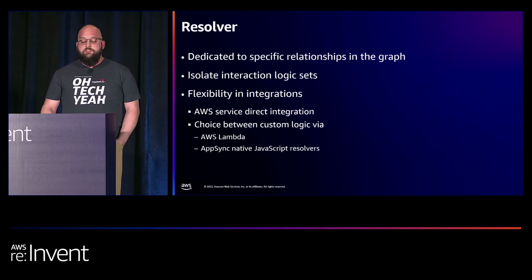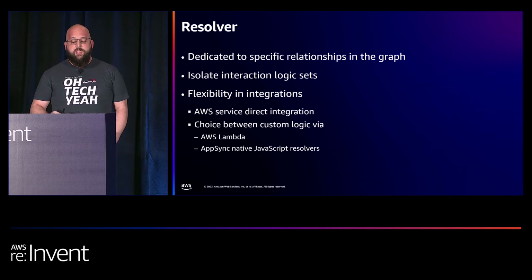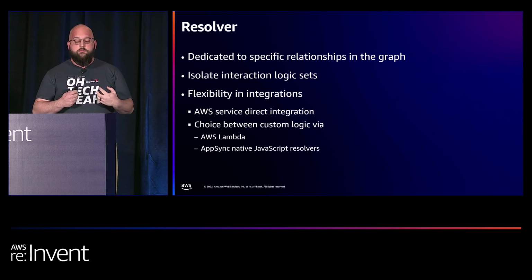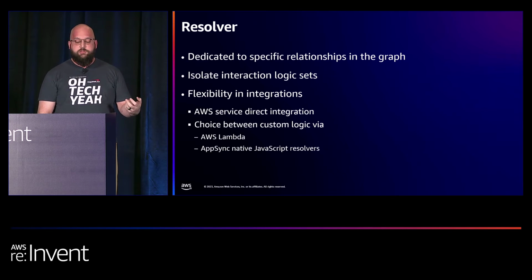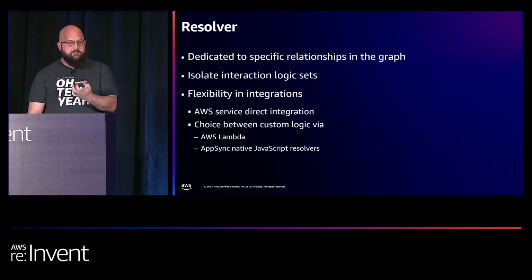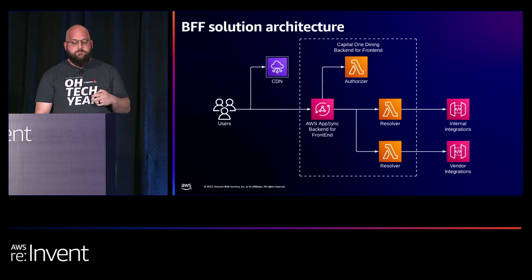Resolvers are dedicated to specific relationships in the graph, and the AppSync logic becomes the heart of our development time in the resolver. So we can directly integrate where we need to, we can use Lambda or the native JavaScript resolvers where we need more flexibility, and we can build the connection between that data to force what we need to happen at a specific date and time. And we can decouple those developers from that.